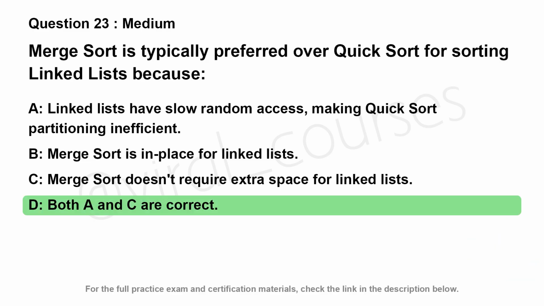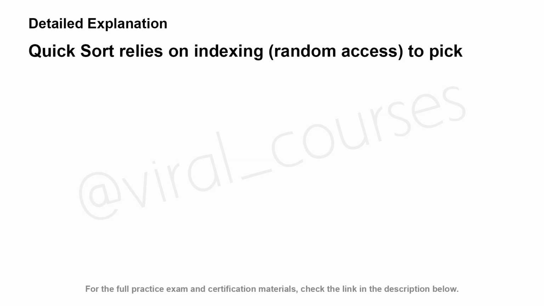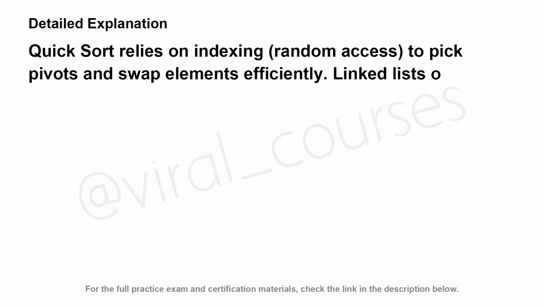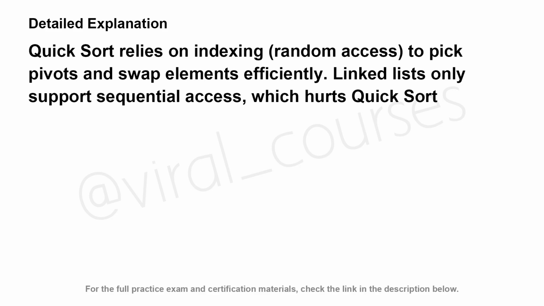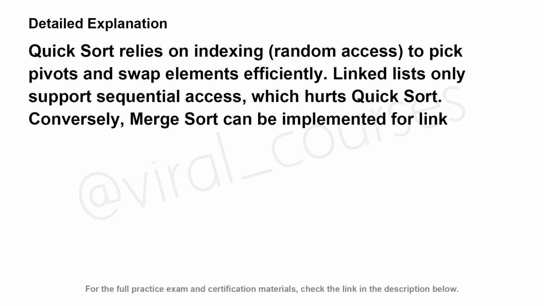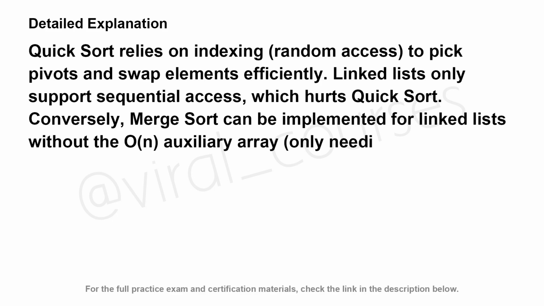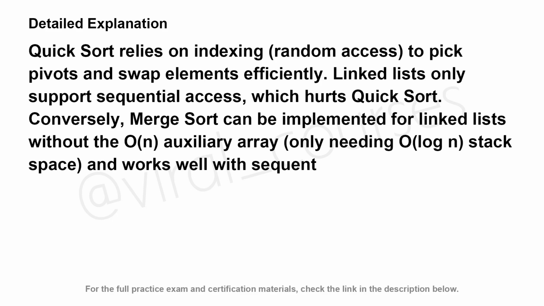The correct answer is D. Quick sort relies on indexing, random access, to pick pivots and swap elements efficiently. Linked lists only support sequential access, which hurts quick sort. Conversely, merge sort can be implemented for linked lists without the O(n) auxiliary array, only needing O(log n) stack space, and works well with sequential access patterns.